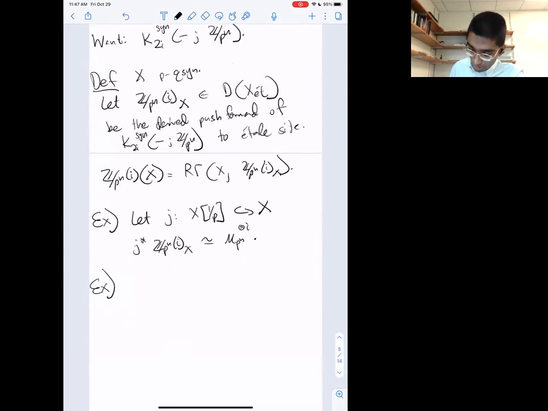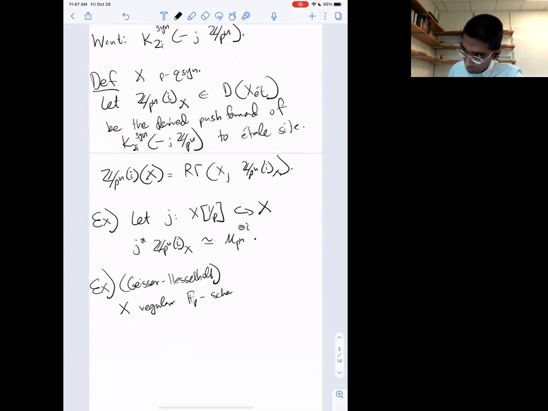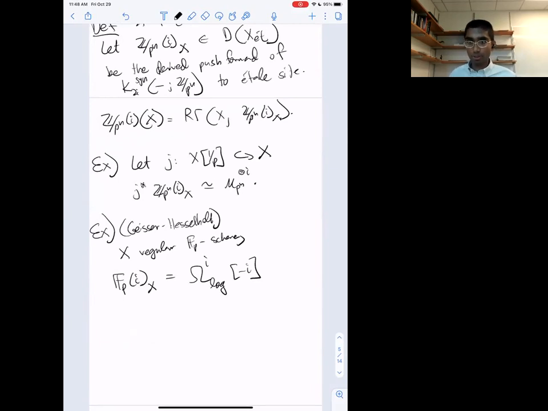Another example follows from work of Geisser and Hesselholt. It states that if X is a regular F_p-scheme, then, with mod p coefficients, this object F_p(i) sub X is an object that's familiar in p-adic arithmetic geometry. Namely, it's Ω^i_log shifted by minus i. And this Ω^i_log is the logarithmic differential forms. So it's those i-forms that you can build up from wedge products of dx over x.